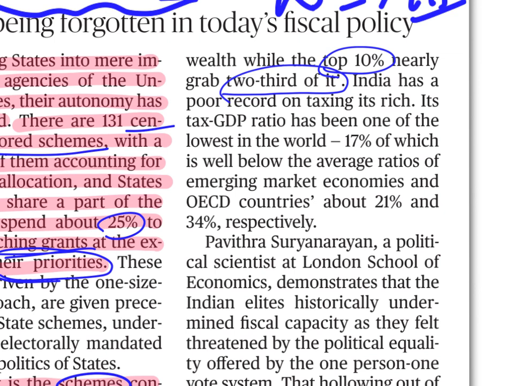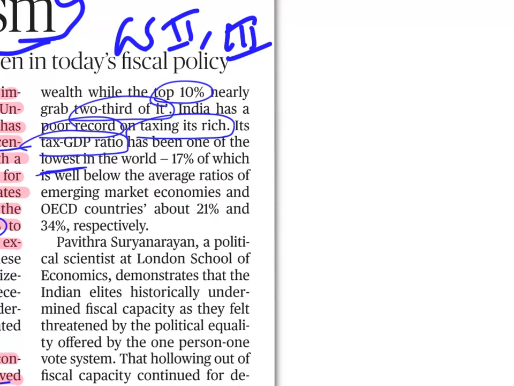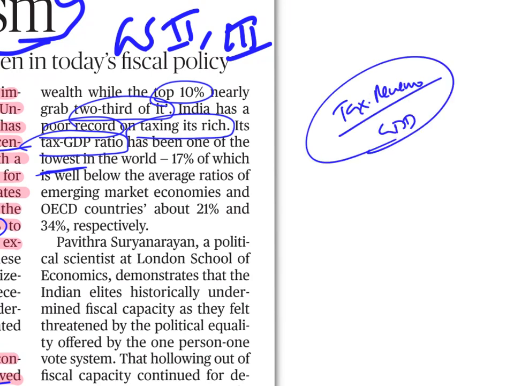Another issue is India has a very poor record on taxing its rich. India is not taxing its rich people. India's tax to GDP ratio has been one of the lowest in the world. What is tax to GDP ratio? All tax revenue divided by GDP. This is your tax to GDP ratio. It is among the lowest.